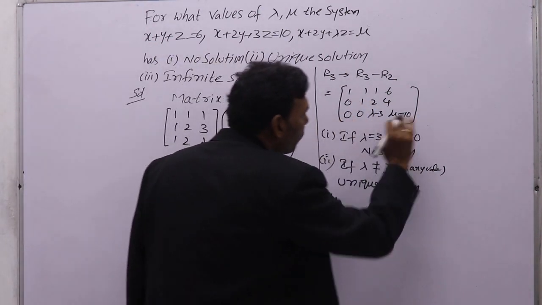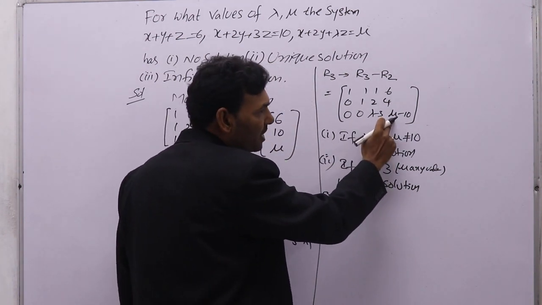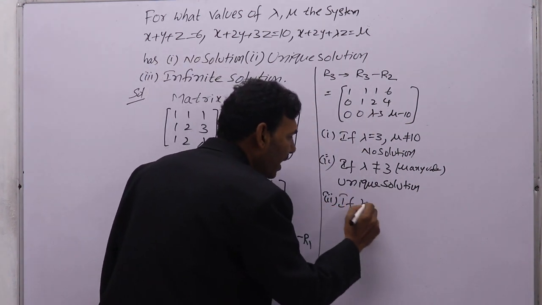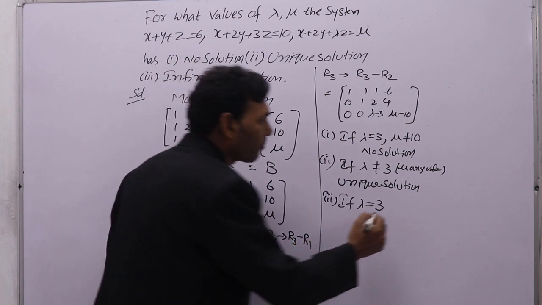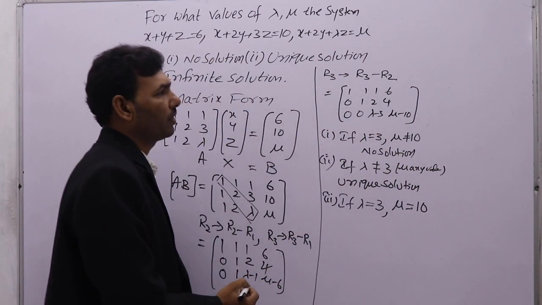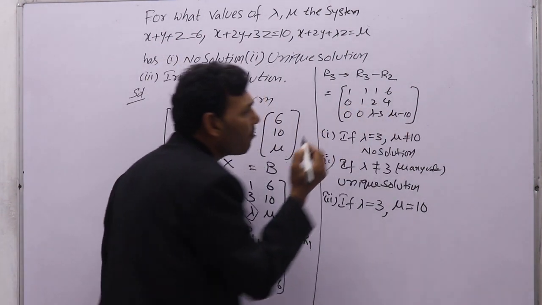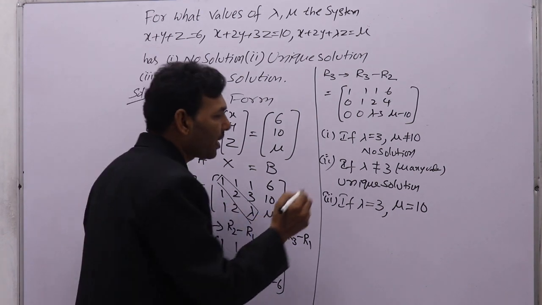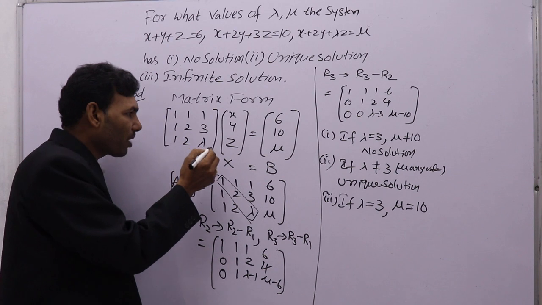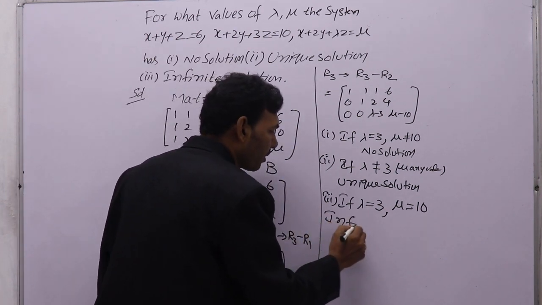When this complete row becomes 0, if you have 3 in the place of lambda and 10 in the place of mu, then you will get it. So if lambda equals 3 and mu equals 10, then these two elements become 0. That last row will be a completely 0 row. Then rank of A is 2, rank of AB is 2, which is less than the number of unknowns, 3. Then you will get infinite solutions.